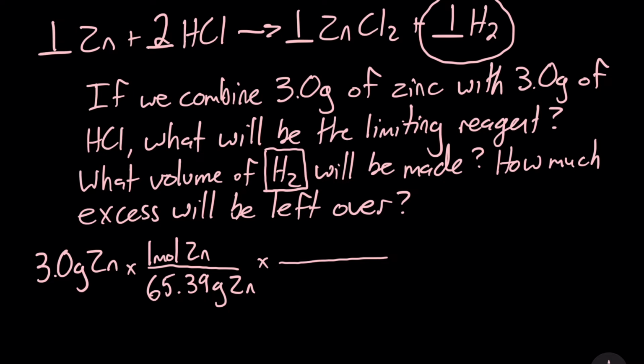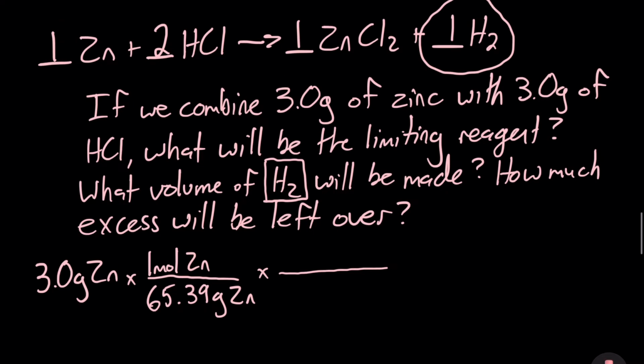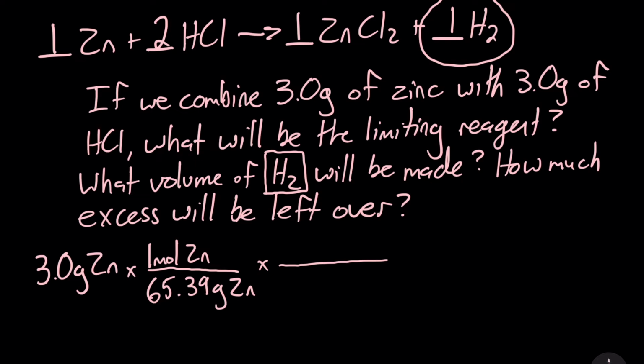We'll have to do one more conversion because we have to figure out how much H2 is produced. So I'm going to find moles of H2, and then with our LR, we can figure out the volume of H2 produced. So from our balanced equation, we will go to moles of H2. We'll use that coefficient from our balanced equation, 1 mole of H2 over 1 mole of zinc. So 1 mole of Zn, perfect.